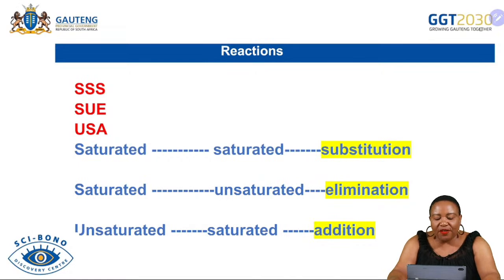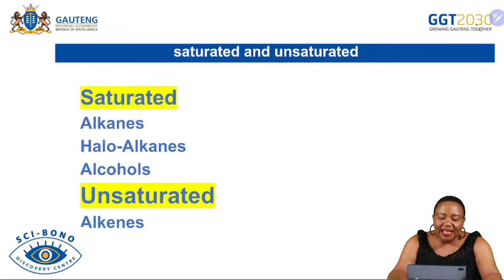Then the last one is when you have an unsaturated compound and the product that you're going to get at the end is going to be saturated, and the type of reaction is addition. What is important is that this is the slide where you need to always remember what you mean by saturated and what you mean by unsaturated. For the unsaturated compounds, because we are only going to deal with alkenes, it means that whenever you have an alkene as a reactant, what you are going to get at the end is saturated, meaning that alkenes will always undergo addition reactions.